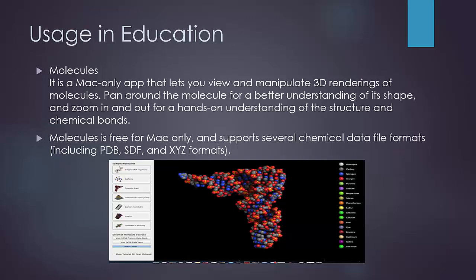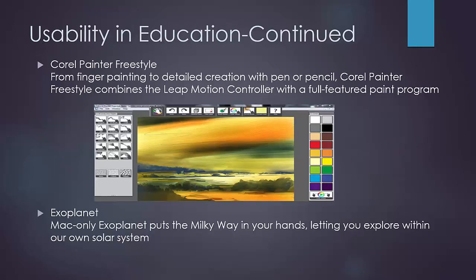To give you an existing example of an application, there is a Molecules application where we can traverse the molecular structure which we imported using PDB or SDF or any XYZ format, and we can zoom in, we can zoom out, we can go into a particular molecule and then have a look at its descriptions. We can do a lot. Another example is Corel Painter Freestyle, where we can choose brush type, color, and then paint by gesture control. And another example is Exoplanet, where we can traverse the Milky Way galaxy in virtual mode.